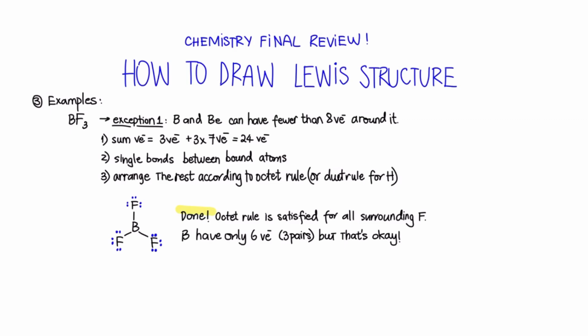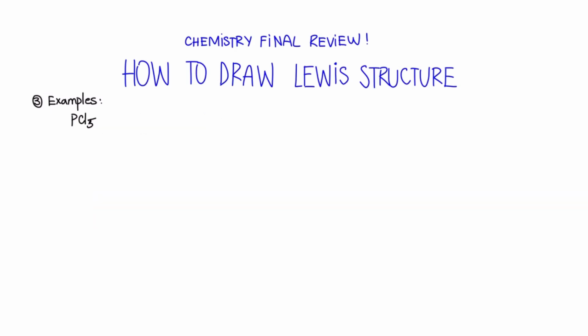We see that the octet rule is satisfied for all of the surrounding fluorine atoms, and the issue with boron is it only has 6 valence electrons, or 3 pairs of electrons, but that's okay because the exception says that boron and beryllium can have fewer than 8 valence electrons surrounding them. So this is a correct Lewis structure for BF3. Moving on, let's look at one last example, PCl5.